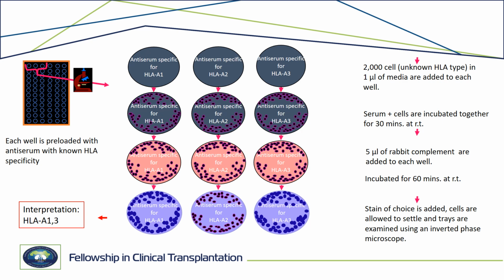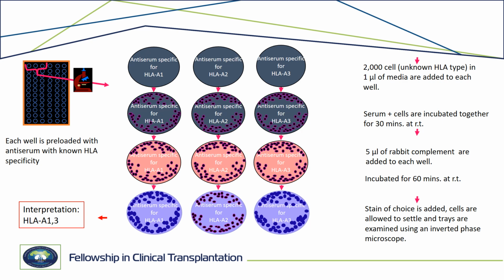So the first thing that we do, we add 2000 cells to each well, and then these cells are incubated with the serum for 30 minutes, and then we add 5 microliters of rabbit complement, and this is why it's called complement-dependent. The complement will activate upon antibody binding and cause lysis of these cells if they bind. And then we incubate for another 60 minutes.